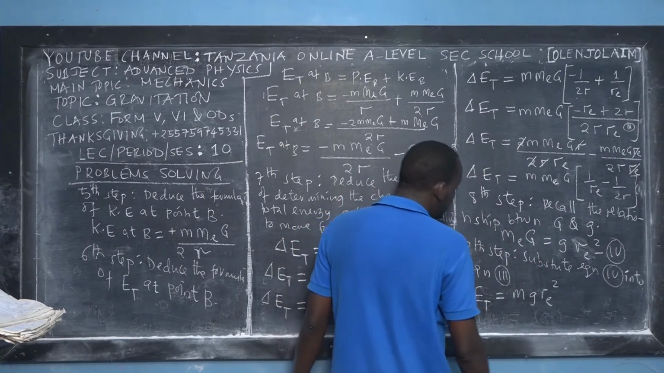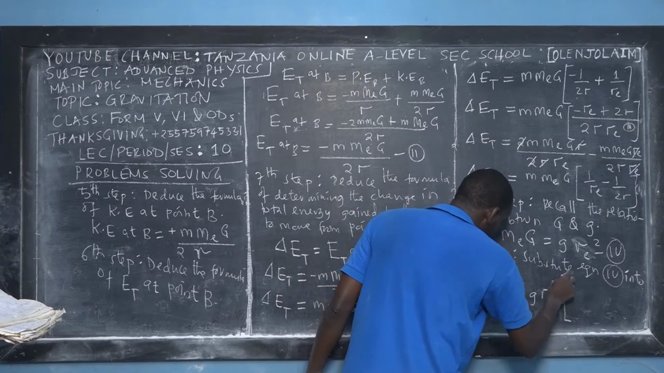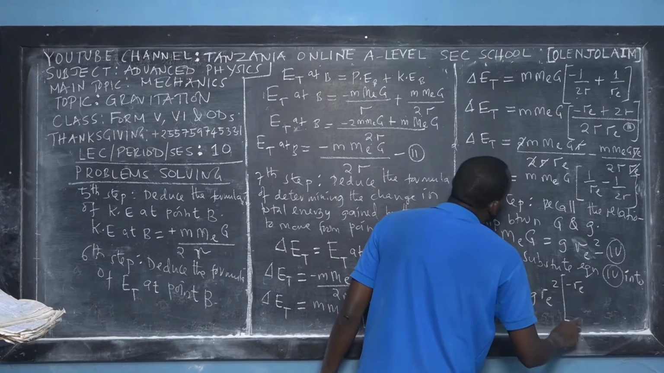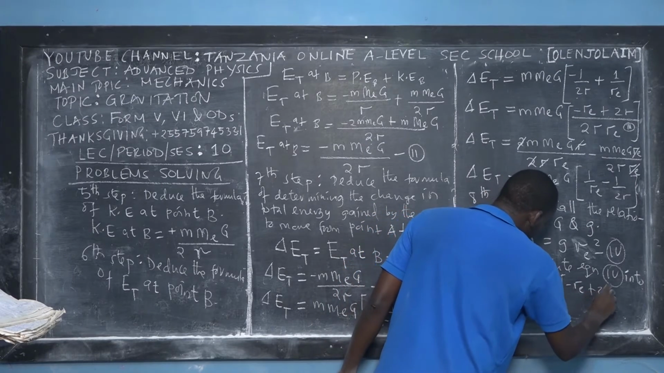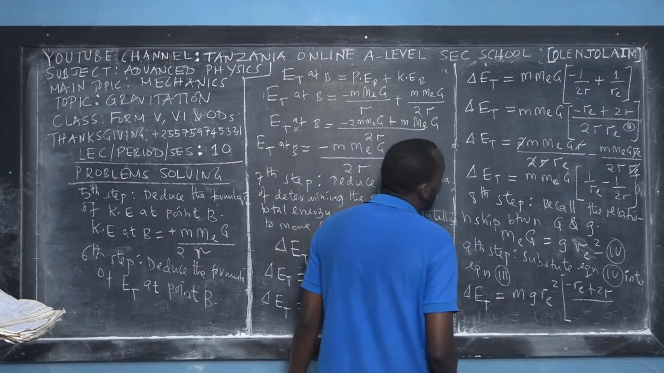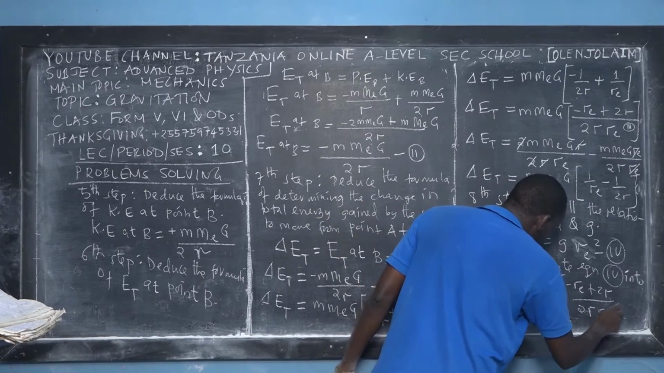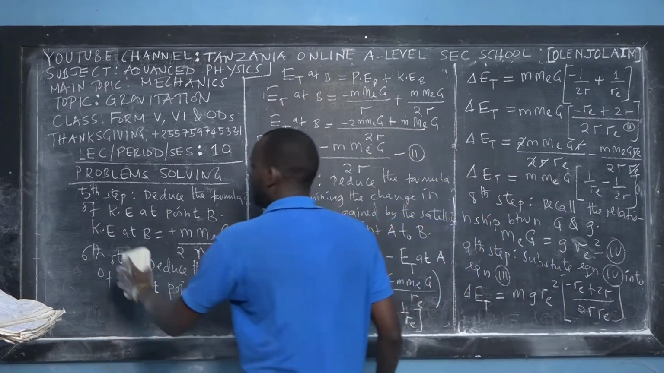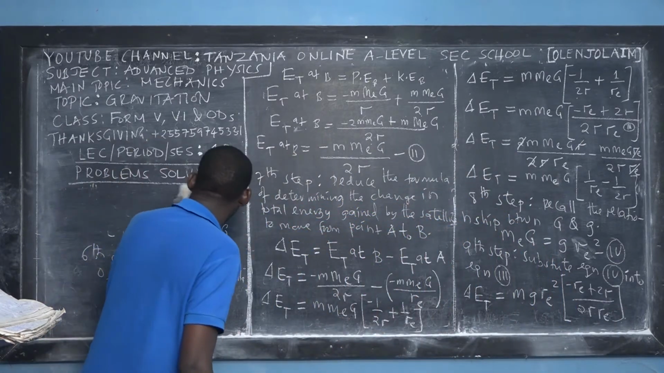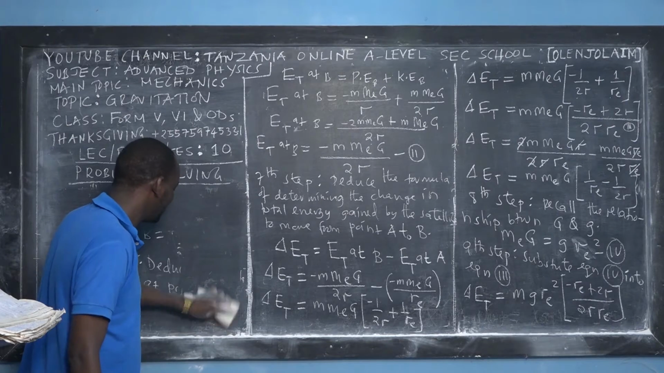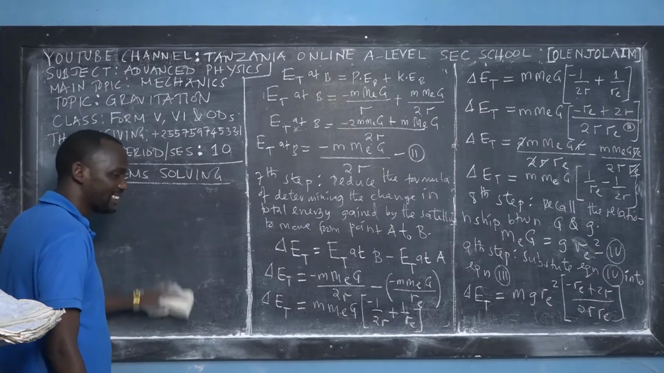So the equation 3, inside the bracket you have radius of the Earth, plus twice the radius of the satellite's orbit, over twice times radius of the Earth. Now we continue to enjoy the beauty of physics. Physics is beautiful, my beloved student.